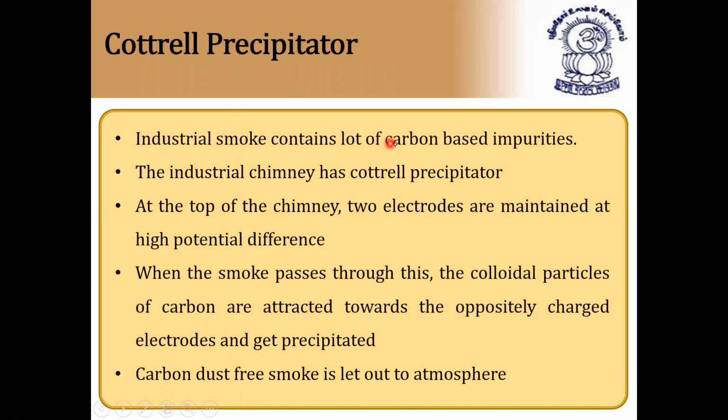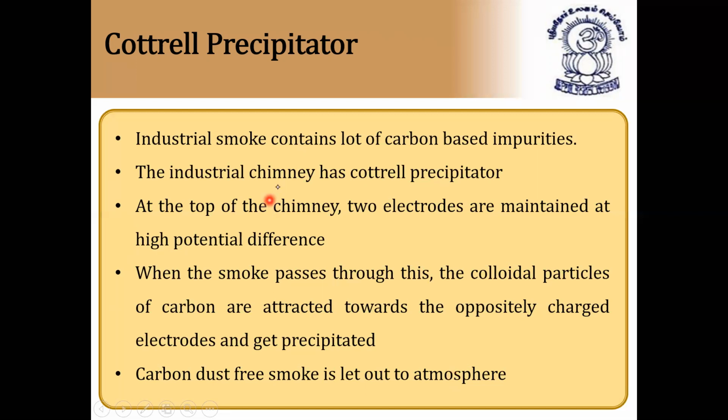Industrial smoke contains a lot of carbon-based impurities, because many products are manufactured in industries, so a lot of smoke comes out of them. The industrial chimney has a Cottrell precipitator. At the top of the chimney, two electrodes are maintained at high potential difference. When the smoke passes through these, the colloidal particles of carbon are attracted towards the oppositely charged electrodes and get precipitated. So carbon dust-free smoke is let out to the atmosphere.